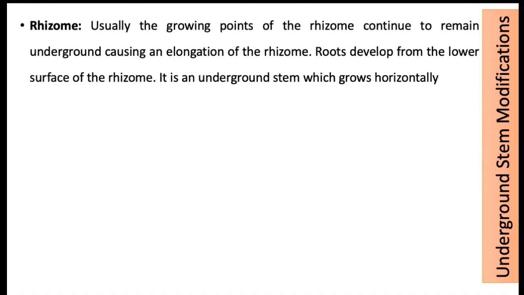Basically, rhizome always grows horizontally. If it grows horizontally, most of the time it's a rhizome. It remains under the ground and it bears nodes and internodes. It bears leaf, but this leaf is specially modified, and that leaf is called scale leaf.